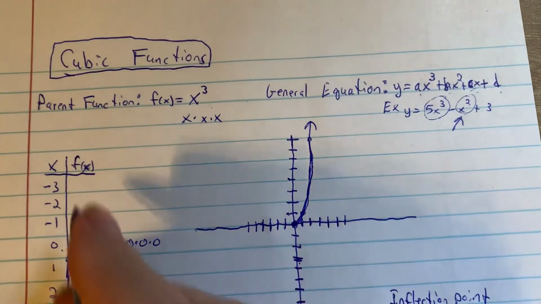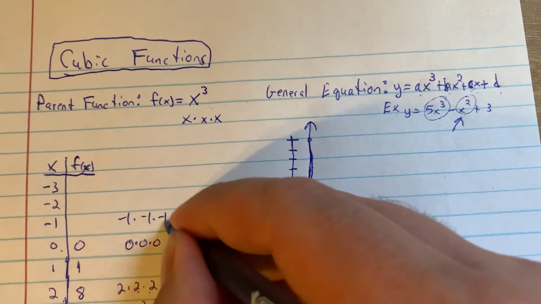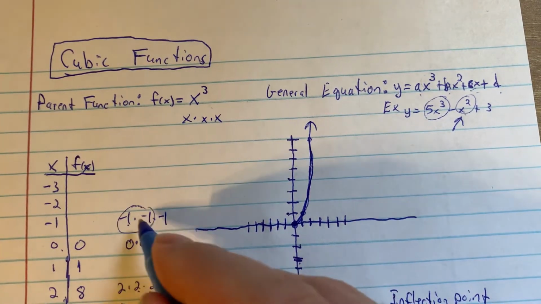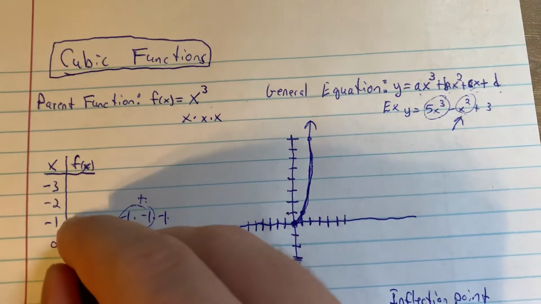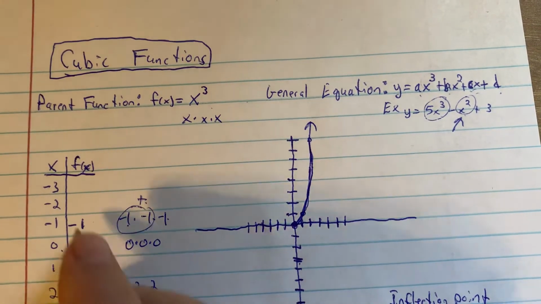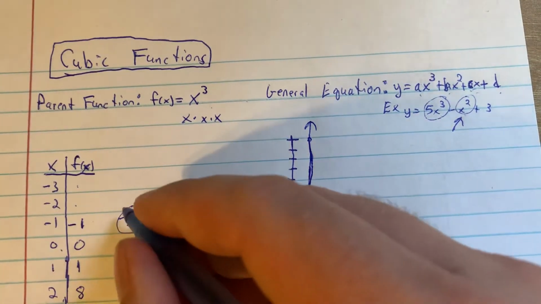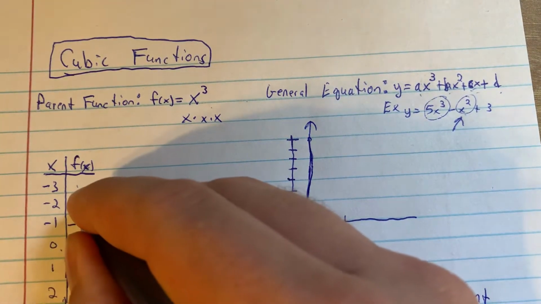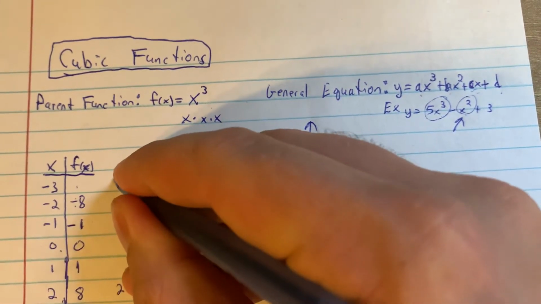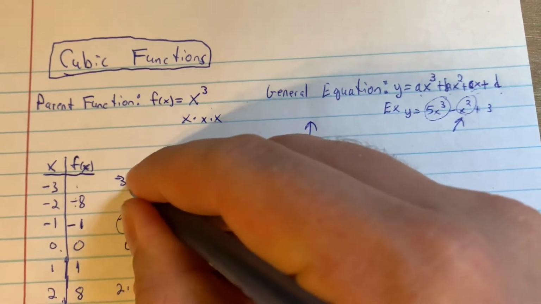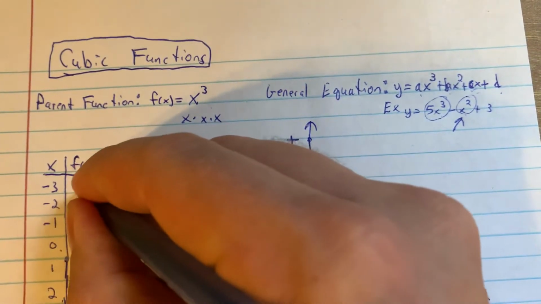But let's look at the other side. What do we get when we do -1 times -1 times -1? Well, a negative times a negative is a positive, and a positive times a negative is a negative, and so we get -1. What about f of -2 and f of -3? Well, -2 times -2 is 4, times another -2 is -8. -3 times -3 times -3. -3 times -3 is +9. +9 times -3 is -27.